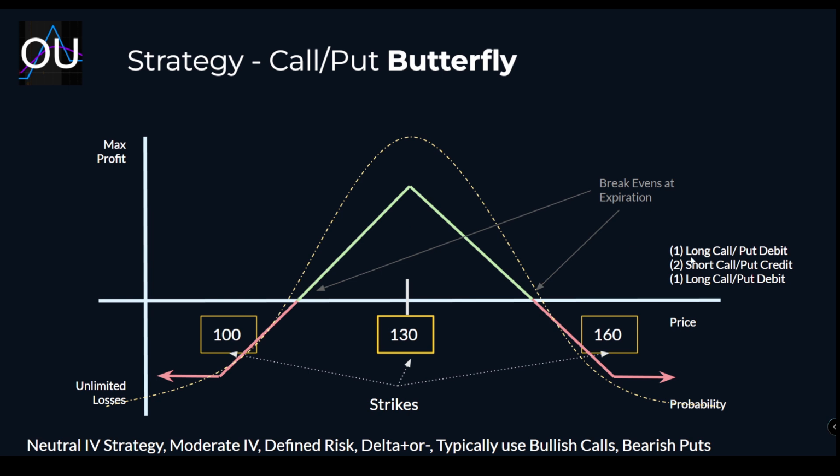You've got a long call or put debit. You've got a short call or put. And then you've got one long call or put as your protection. So in this case, you're selling 2 of the 130s, you're buying a 160 and you're buying a 100. And that's your call or put butterfly. We use these strategies a lot, but what I'll show you in the future is where we start to bring in these wings to different levels, and you'll start to get into what's called broken wing or unbalanced butterflies.